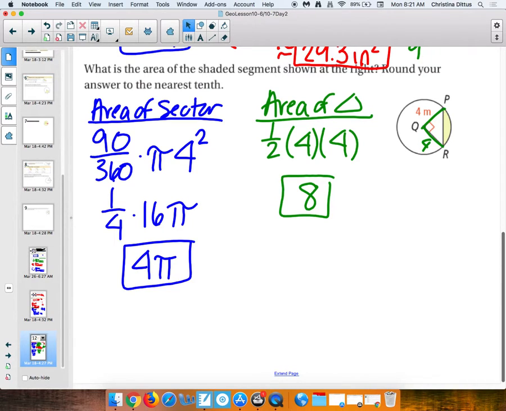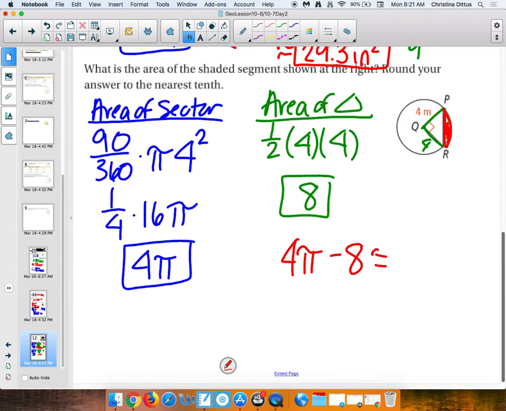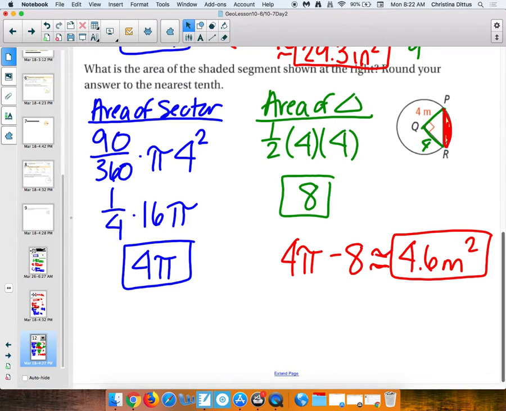So how am I going to find just this very tiny section? Subtract them: 4 pi minus 8, however that works in your calculator. Let me know what you get. 4.56, so 4.6. And then my label: meters squared. Questions there? None?